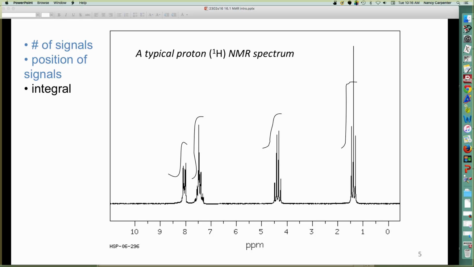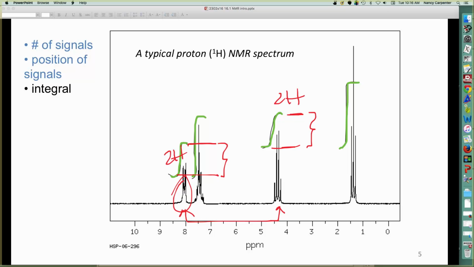This guy is a super useful piece of information, and it's called the integral for obvious reasons. It tells you the number of hydrogens associated with each signal. So while I can't say exactly how many hydrogens are associated with that signal, I can tell you, since this distance is pretty much the same as this distance, then these 2 sets of signals are coming from the same number. So if this is 2 hydrogens, this one is also 2 hydrogens. If this one is 3 hydrogens, this one is also 3 hydrogens, etc.